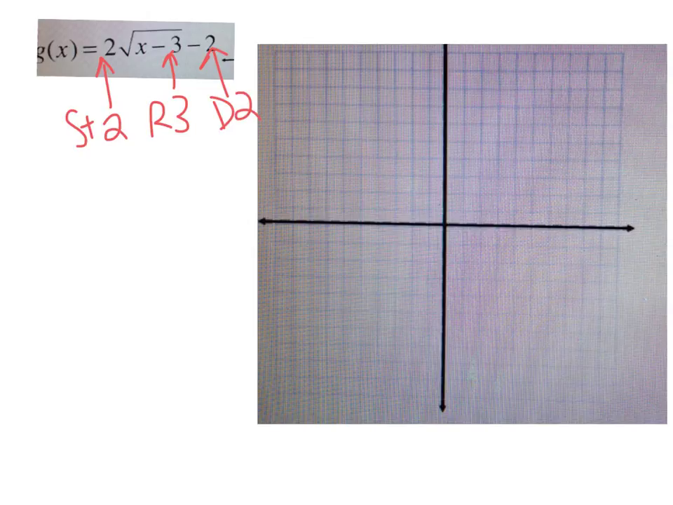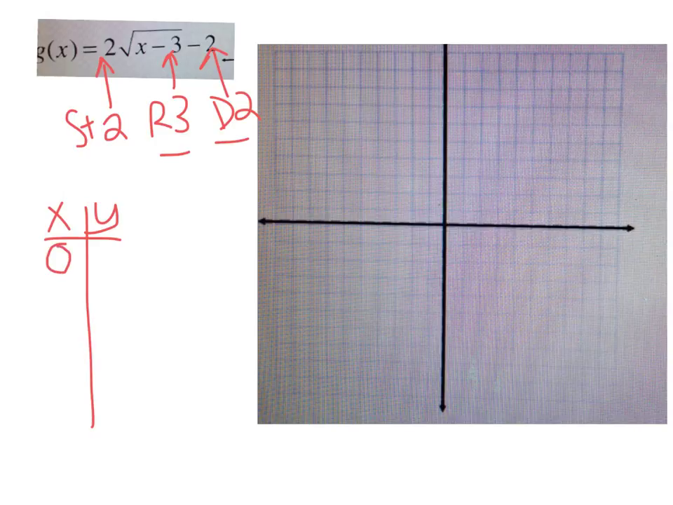So the first thing we're going to focus on here is our stretch of 2. We're going to build an XY table to do that. Always, always, always graph your stretches and your flips before you do any of these rights and downs, because we can do those on the graph pretty easily, but the stretches sometimes get to us. So we're starting with x coordinates that we know the square root of, just like we used in the table in previous slides. It's just like our parent function.